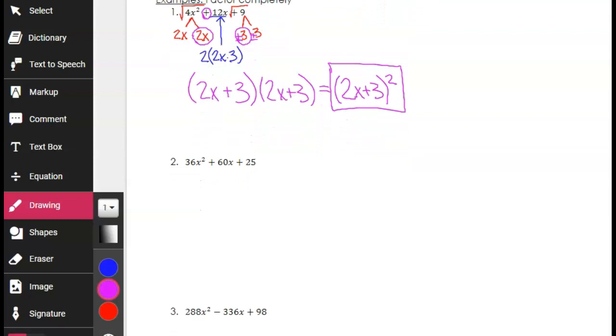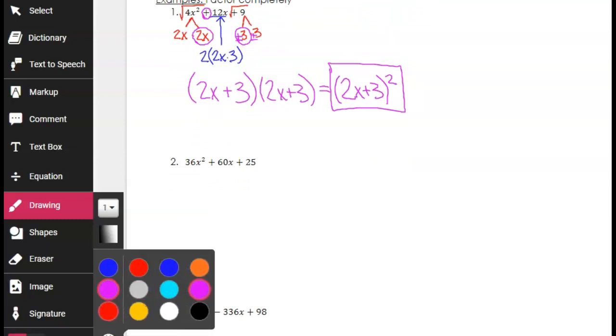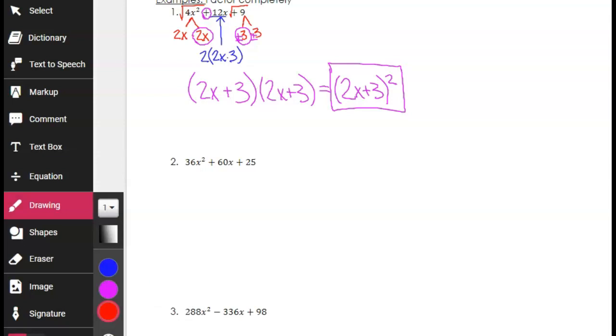So we're going to break this up into steps. First step. Is this a trinomial? Yes, it's got 3 terms. Is the first term a perfect square? Can you square root it and get something nice and pretty? Yes. The square root of 36 is 6. The square root of x squared is x. So that works out nicely.